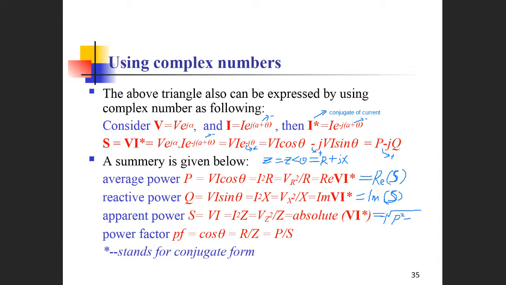This is the power triangle relationship: the total power is actually the square root of the average power squared plus the reactive power squared. And here someone asked why I wrote VZ. VZ means the voltage across Z, the given impedance, while VR means the voltage across R, and VX the voltage across X. So the VZ here is the total voltage, right?